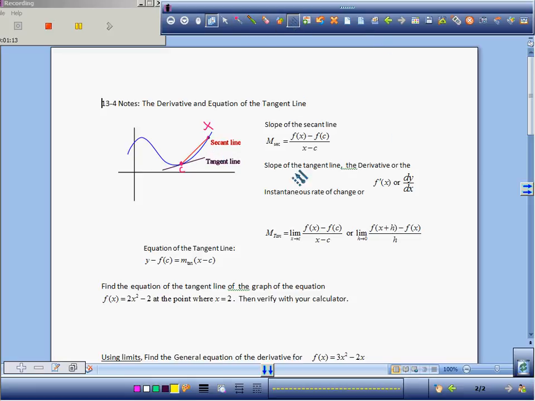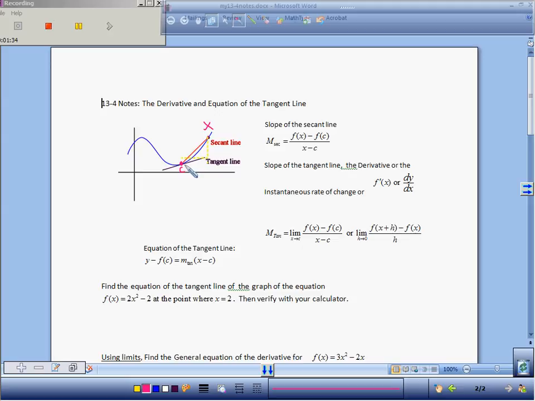So if I were to draw a little triangle, this is called the slope. The slope of that line right there is the rate of change between this point and this point, or the average rate of change. You understand that concept? And that's called the secant line.